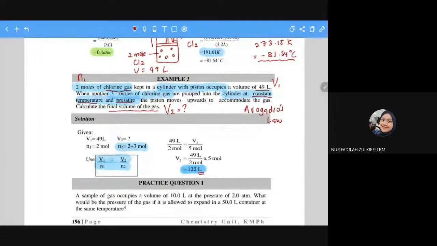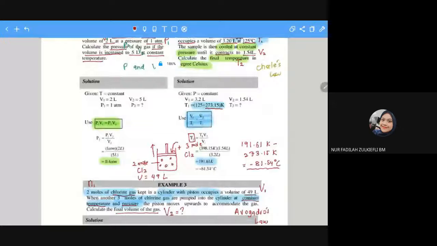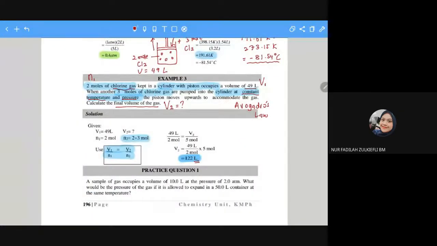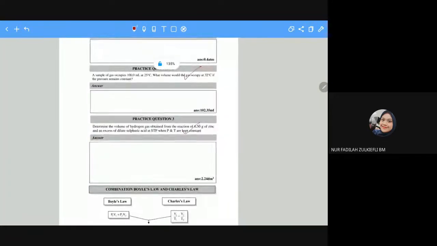Okay, so biasanya unit untuk volume ni adalah liter. Tapi tengok soalan. Kalau soalan guna liter, liter lah. Kalau soalan guna ml, it should be ml lah. Cuma biasanya memang volume, kita akan guna ml, the SI unit. Okay, so kalau tak ada masalah, boleh follow teacher. Hari ni kita belajar tentang 3 gas law dulu. Okay, so tolong buat practice question 1. Okay, tengok example. Practice question 1, practice question 2, practice question 3. Final answer dah ada. Boleh?